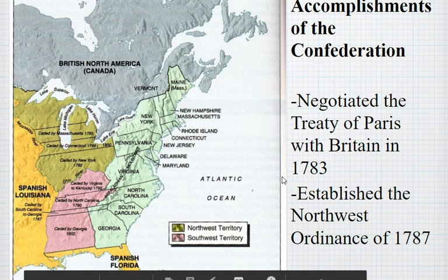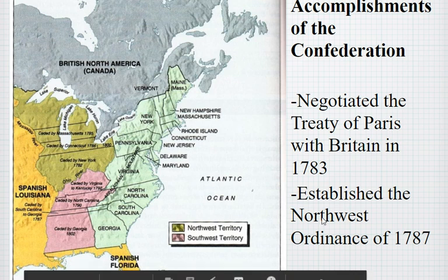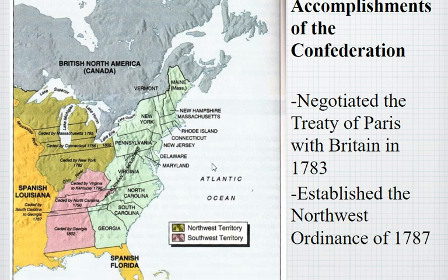Some good things that happened is we negotiated a treaty, the Treaty of Paris with Britain in 1783. So basically, after that treaty was established, America was free from Great Britain, and Great Britain would basically not try to have a war with us again. And relations got better as we progressed into the 1800s. They established the Northwest Ordinance of 1787, which gave us some land. You won't have to know that.